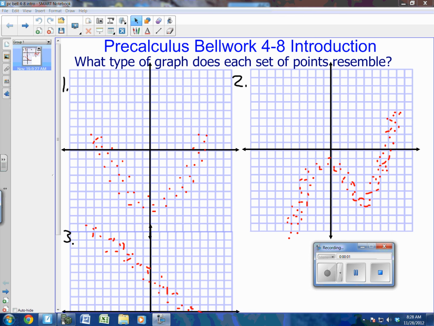Okay, class, here is your bell work for today. It's an introduction to lesson 4-8. It asks what type of graph does each set of points resemble. You can look up the parent function chart and see which one it resembles, but are they linear, are they quadratic, are they exponential, what are they, okay?